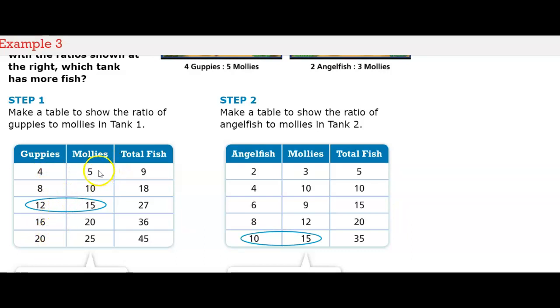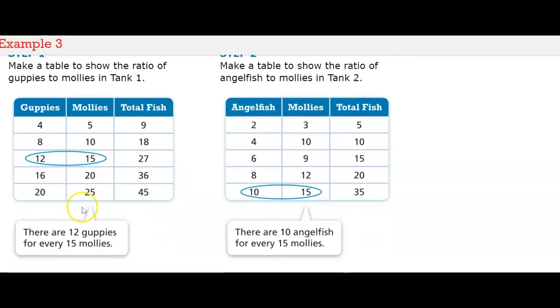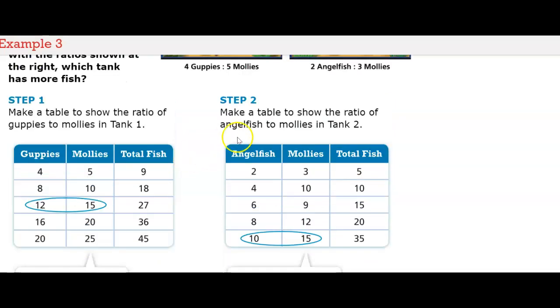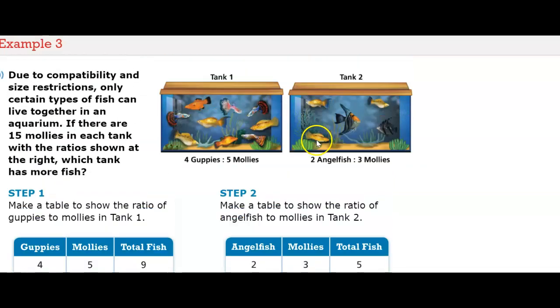Same thing here, you multiply 5 times 2 to get 10, 5 times 3 to 15, 5 times 4 to 20, and 5 times 5 to 25. And so we have our table completed here. And so there are 12 guppies for every 15 mollies for tank 1. Tank 2, you do the same thing. And the ratio for angelfish to mollies is 2 to 3.